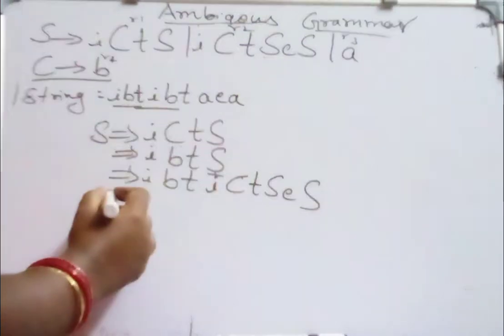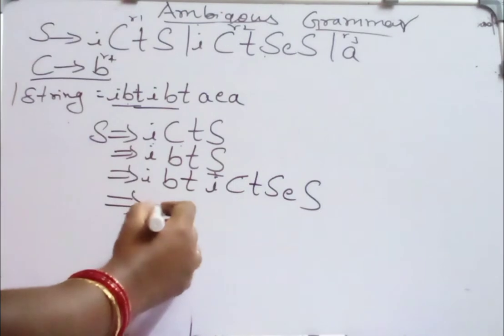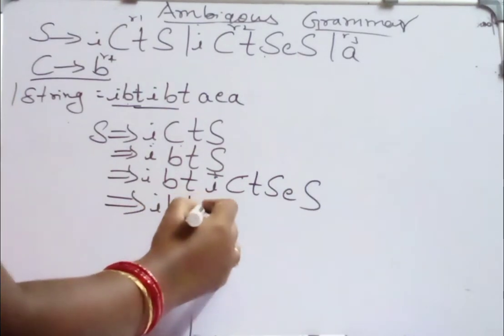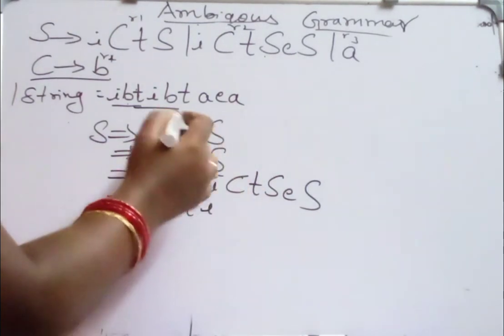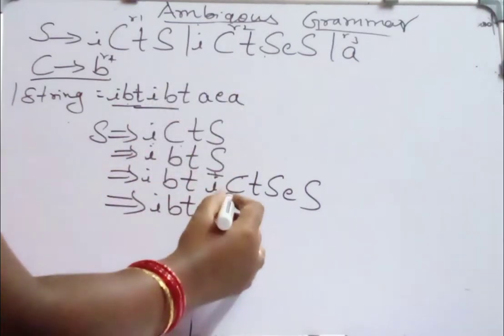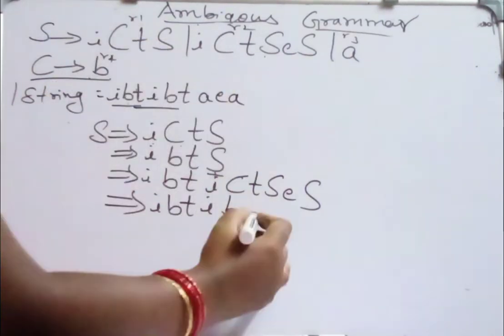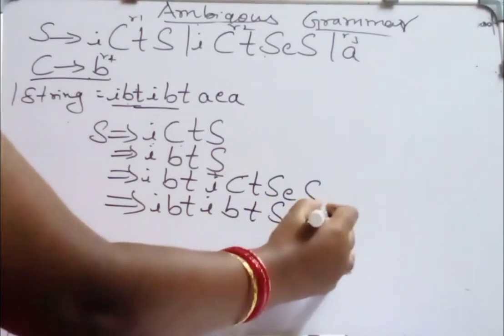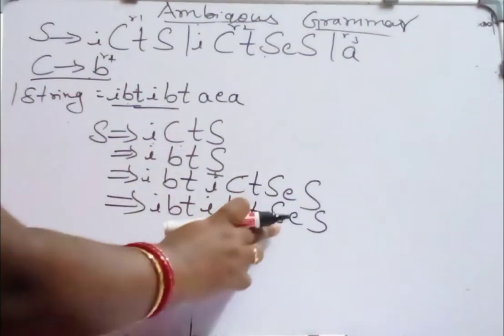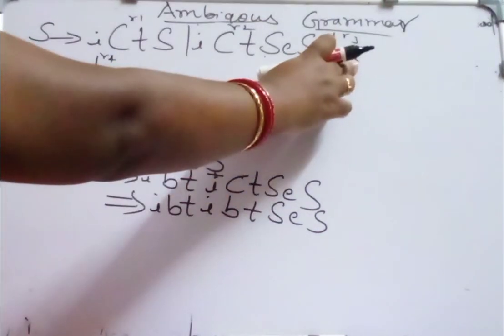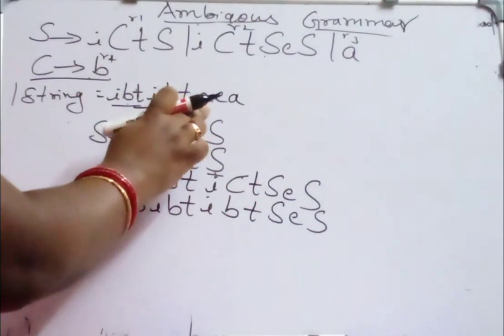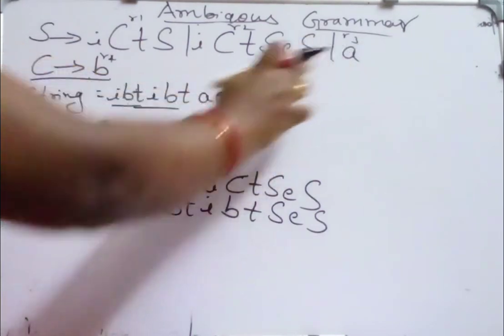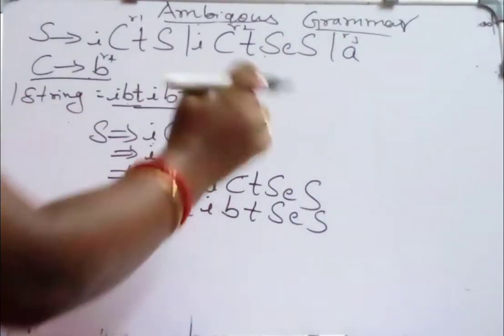iCtSeS. Now this is ibti, and C derives b, I am substituting with b, rule 4. Up to bt we got SeS. And for S what can I substitute now? S derives a, I want a here. So S derives a, rule 3, and again S derives a, rule 3, to get this.